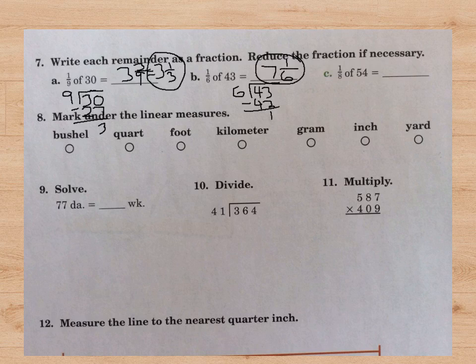C, 8 into 54. 8 goes into 54 6 times. 6 times 8 is 48. So when we subtract, we get 6. So that 6 will go on top, and this 8 will go on the bottom.